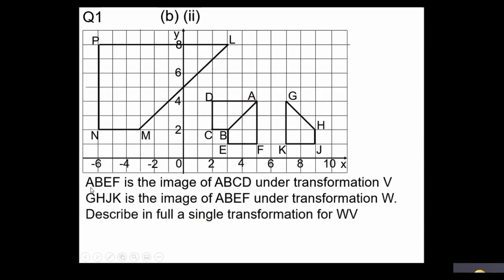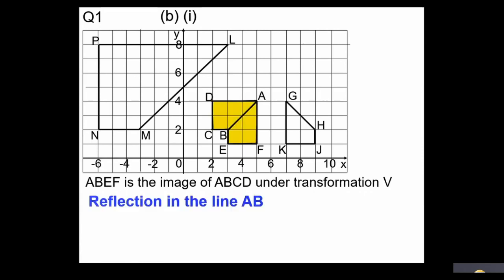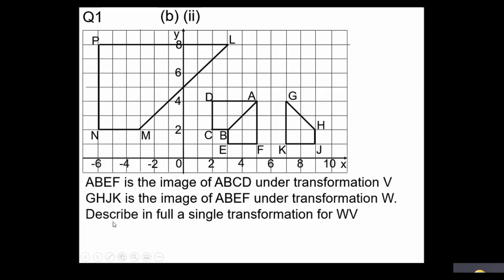Here you see, just now the question said ABEF is the image of this. So from here, go to here. Then from ABEF, transform to GHJK. So V first followed by W. Just now we have already stated the transformation right here. V means reflection from here to here, in this line. Next you have another transformation W.